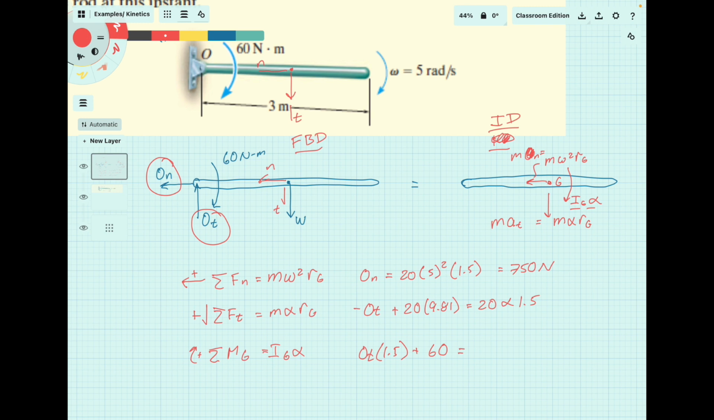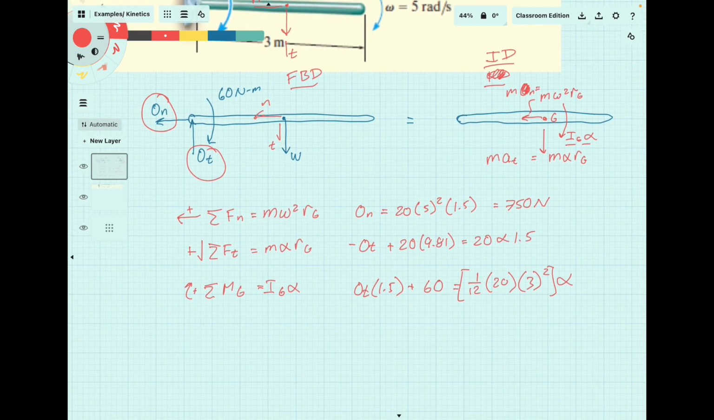And that's going to be equal to I alpha, which I for a slender rod is going to be 1 over 12 times the mass times its length squared. That would be the Ig term, and that multiplies by alpha. So now we can solve the last two equations together for alpha and OT, and from that we get OT is 19.05, and our alpha term is 5.9 radians per second squared.